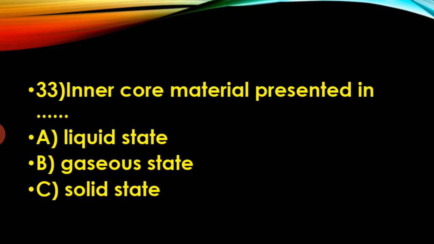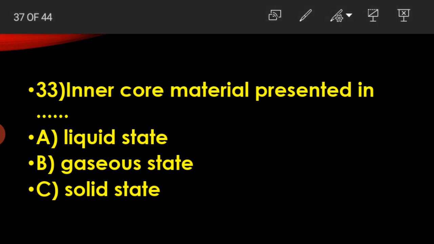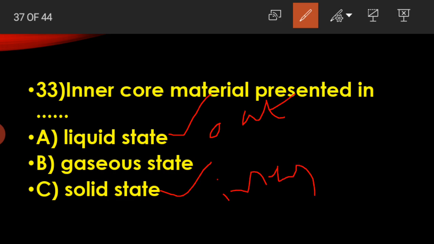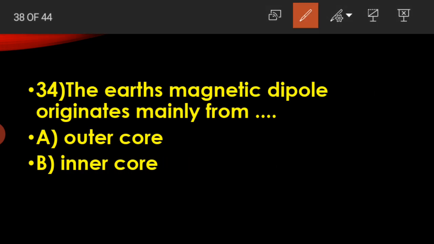Okay, the inner core metal is present in the solid state. The outer core is present in the liquid state. Inner is solid, outer is liquid. That's why the next question is related. The Earth's magnetic dipole originates mainly from the outer core or inner core? Option A outer core, option B inner core. The outer core is the correct answer, and the outer core is in the liquid state. That's why the Earth's magnetic dipole originates mainly from the outer core, not the inner core.